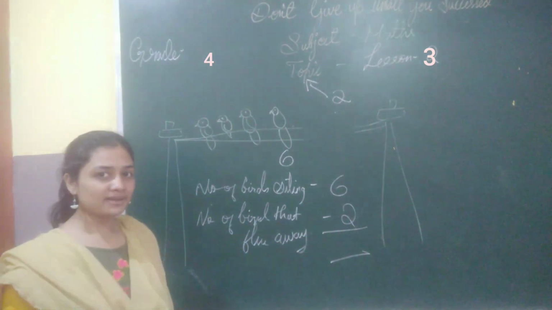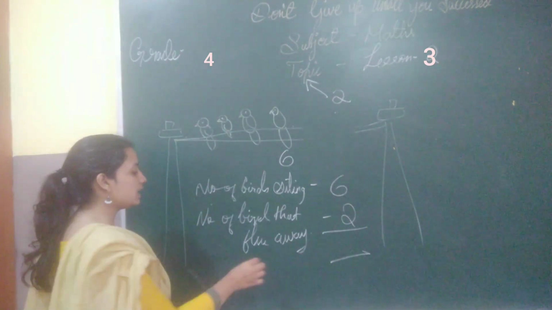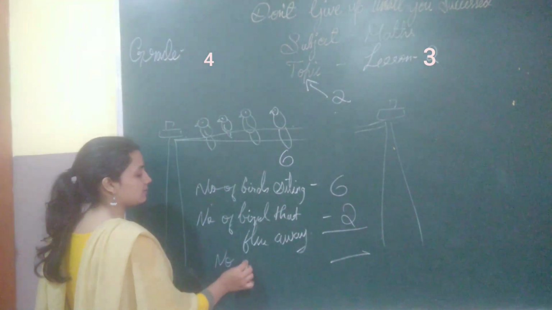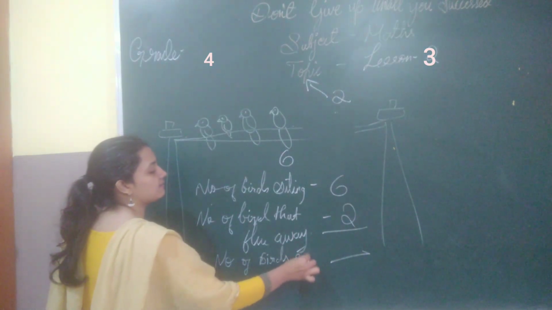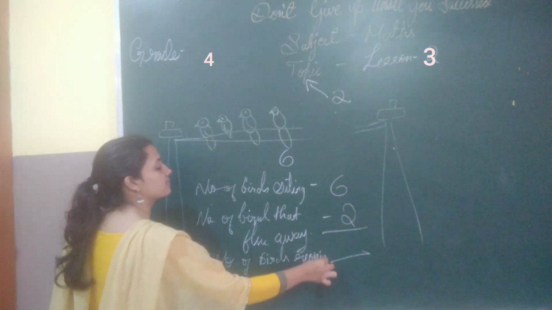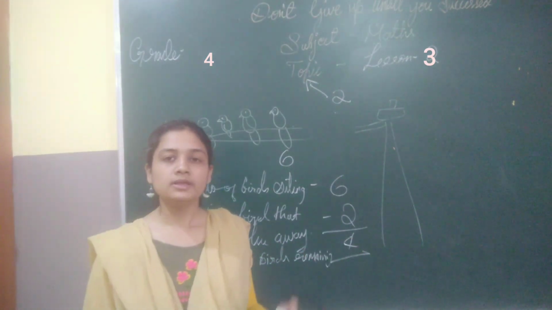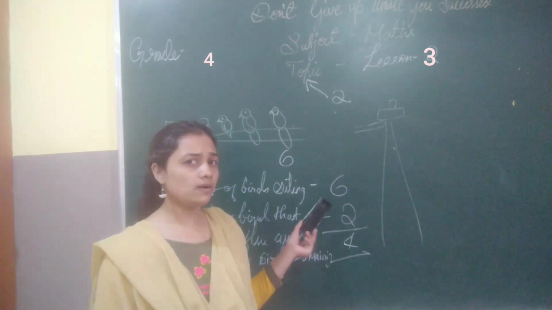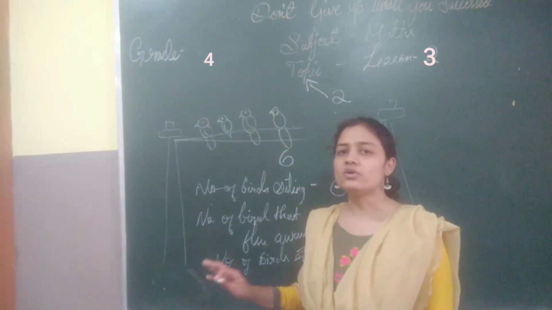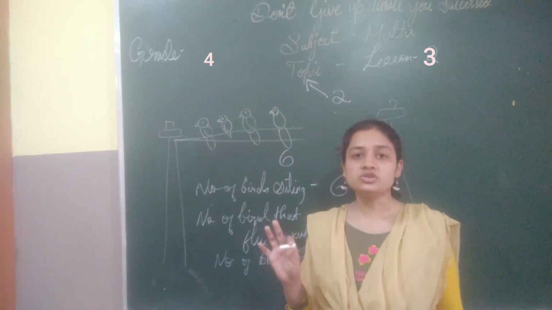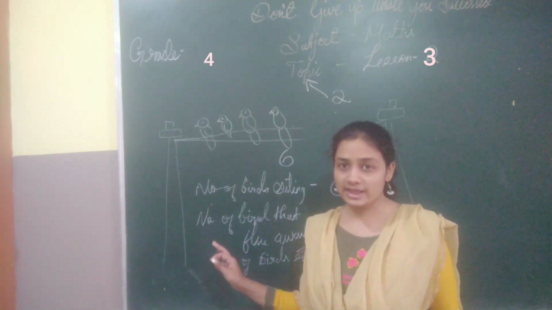Now what am I finding? Number of remaining birds. That will be my last statement: number of birds remaining. That is 4. So this was subtraction. You know how to do subtraction and addition. The only thing is the statement, children. For any problem, you should just see how to find the statement.